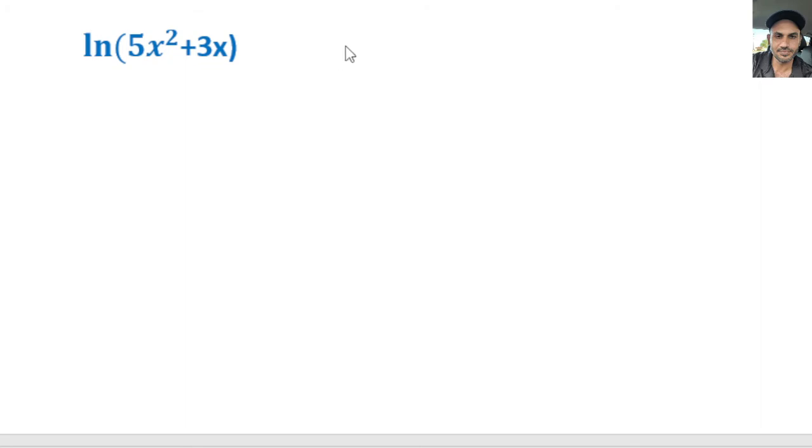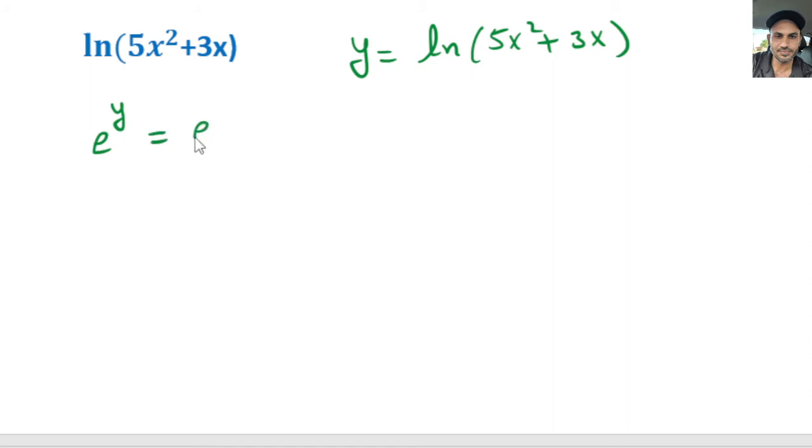So I'm going to write y equals ln of 5x squared plus 3x. We want to take the derivative of this. When we take the derivative of natural log functions, we turn them into the exponential form. So I'm going to write e to the y equals e to the ln of 5x squared plus 3x. Now we have to know a couple of properties.